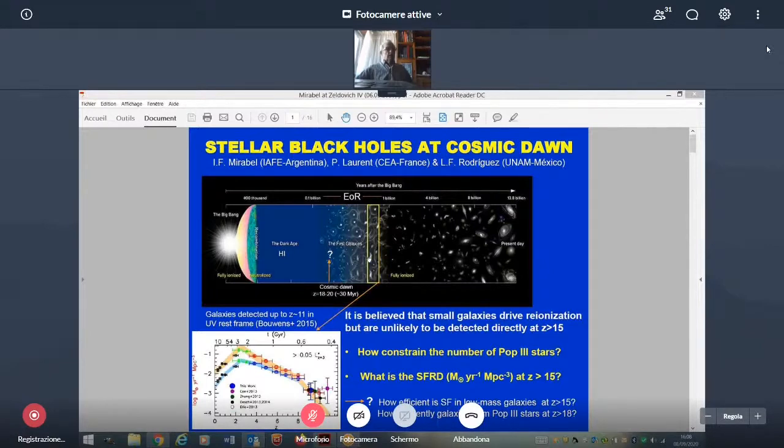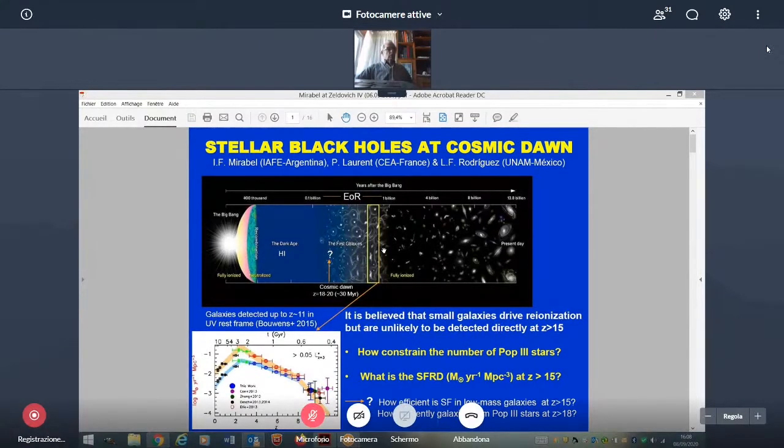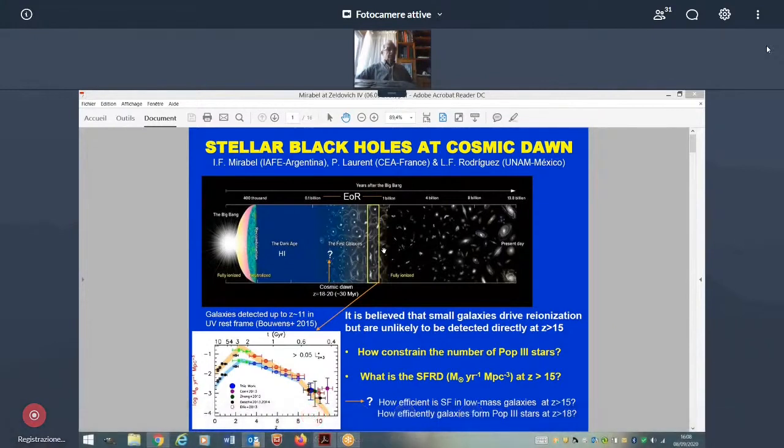By the UV rest frame observations with Hubble and perhaps also with the GMT, it will not be possible to detect the very first galaxies that were formed.